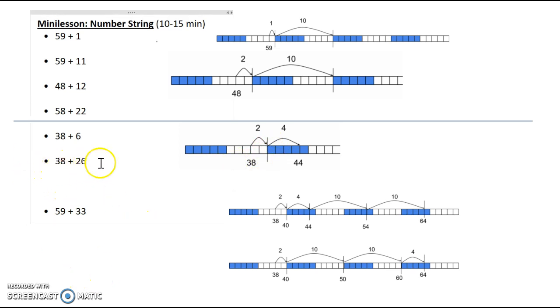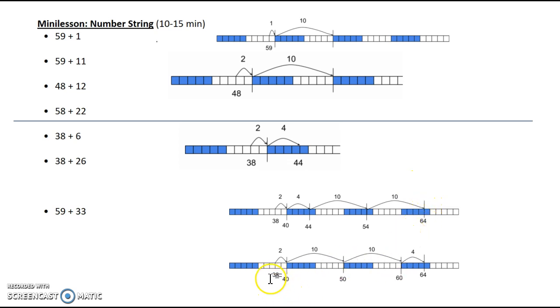Then you get to 38 plus 26. This one is exactly the same numbers as before, but you have leaps of 10 as well. So I've shown 2 different ways that you might think about this. One is 38 plus 2 gets you to 40, plus 4 completes your leap of 6, gets you to 44, and then you do a leap of 10 to 54 and another leap of 10 to 64.